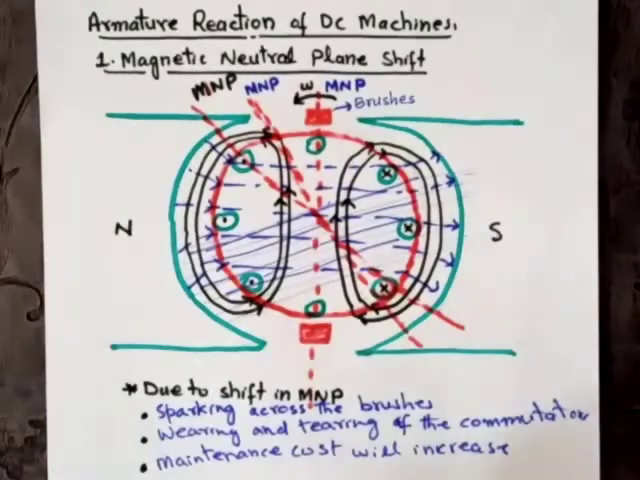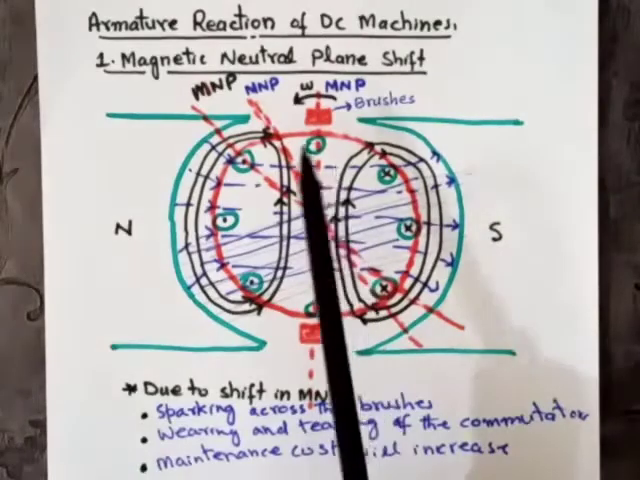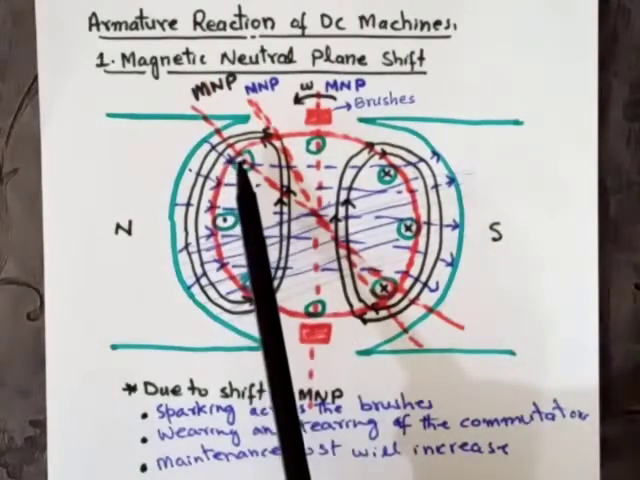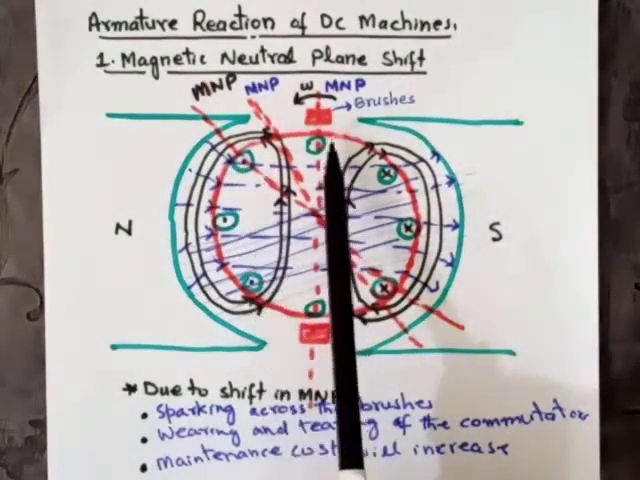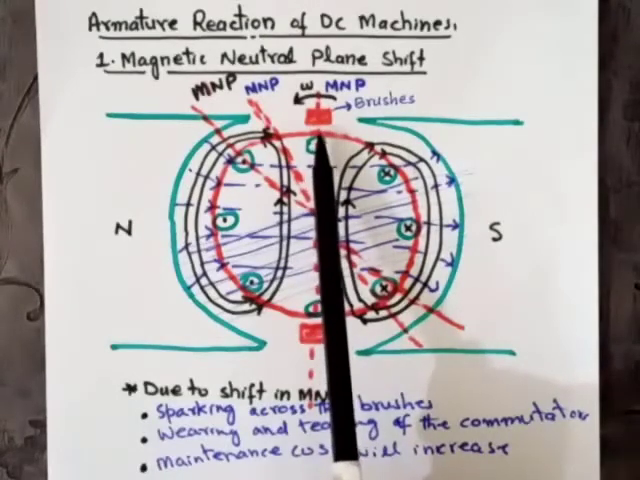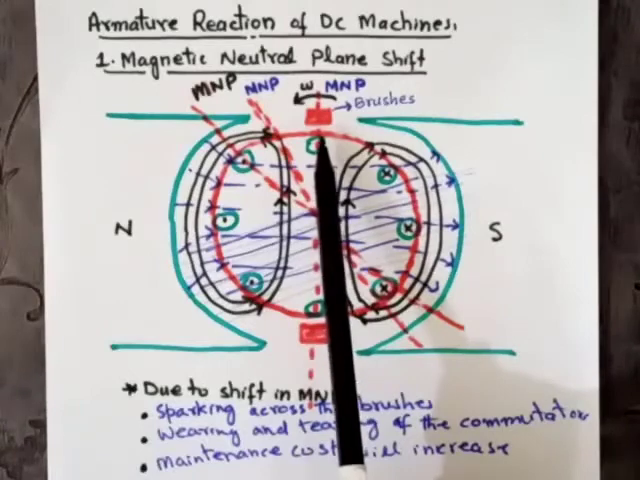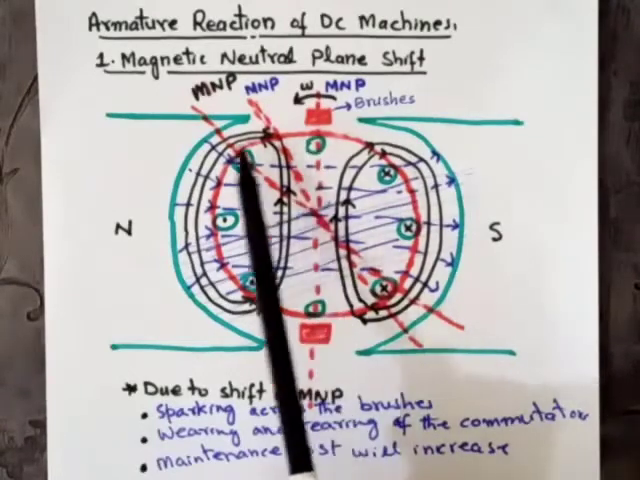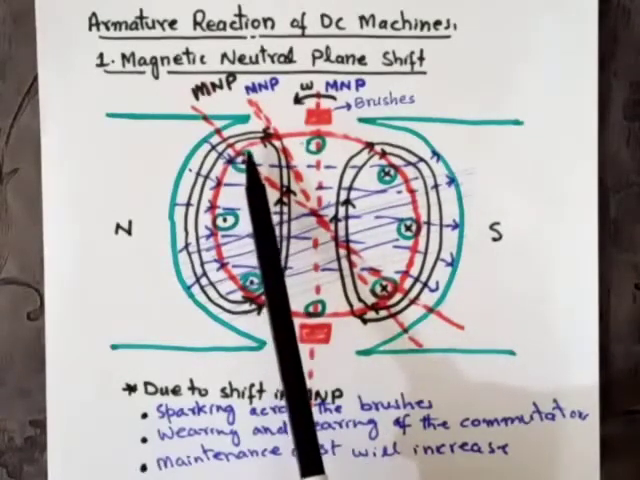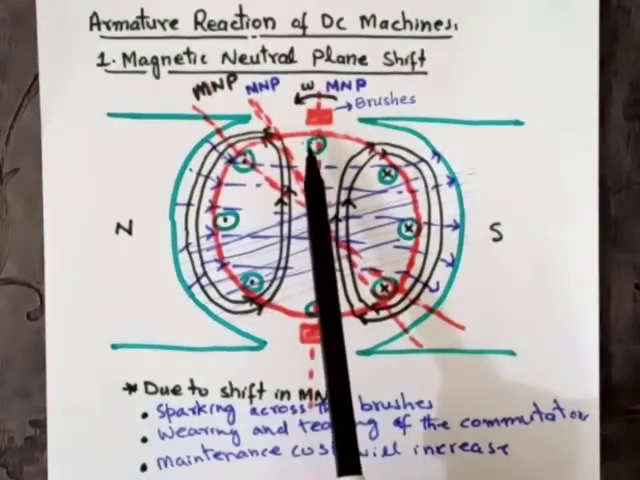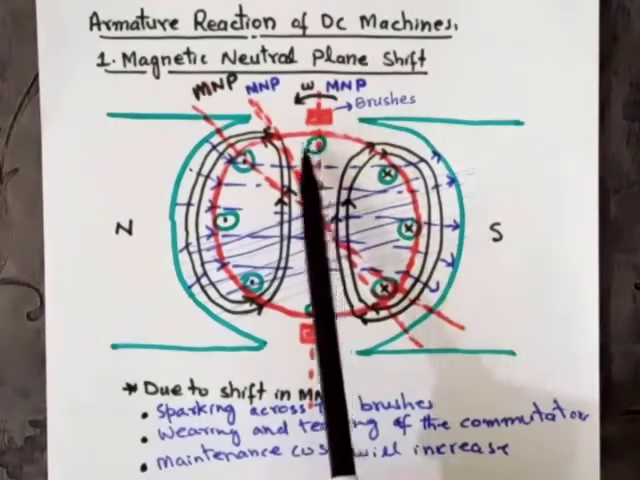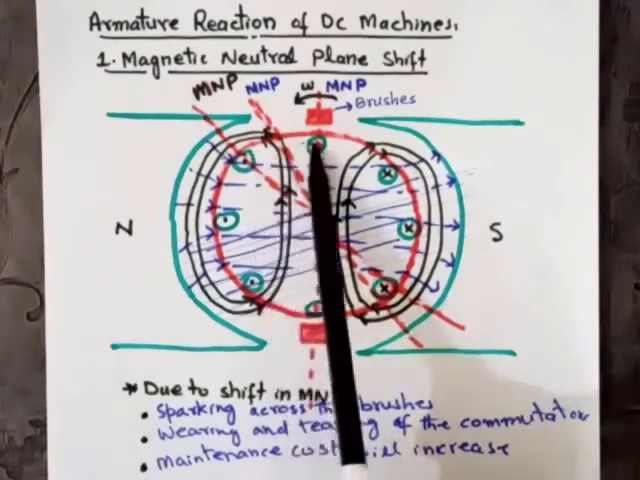Now we will discuss what the problem of the magnetic neutral plane shifting is. At the start, the magnetic neutral plane was at that point. After the armature reaction, the magnetic neutral plane is shifted here. Now we will discuss what will happen, or what the problem is when the magnetic neutral plane gets shifted.